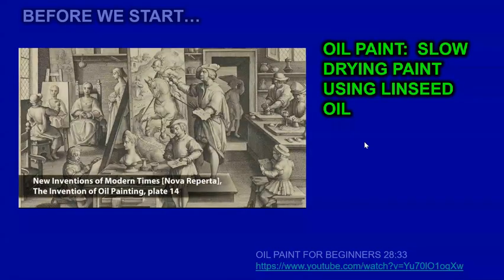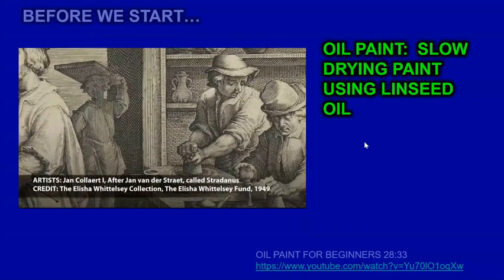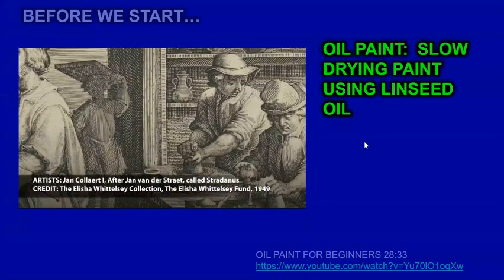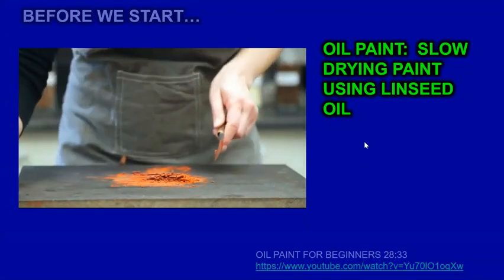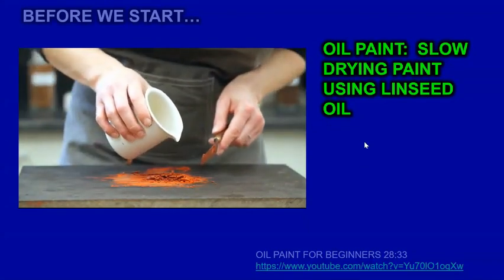This engraving from around 1600 shows a painter's studio in the early 17th century. A detail depicts the artist's assistants preparing oil paint. Here we see red earth being placed on a granite slab. A little linseed oil is then added in increments.